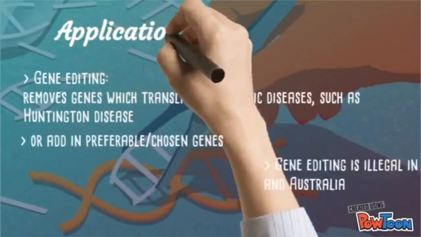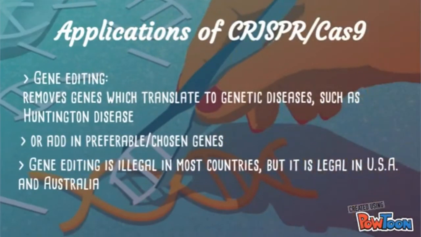Application of CRISPR-Cas9. Gene editing is one of the applications of CRISPR-Cas9. It removes the gene which translates to genetic disease, such as Huntington disease, or an unpreferable gene. Gene editing is illegal in most countries, but it is legal in the USA and Australia.